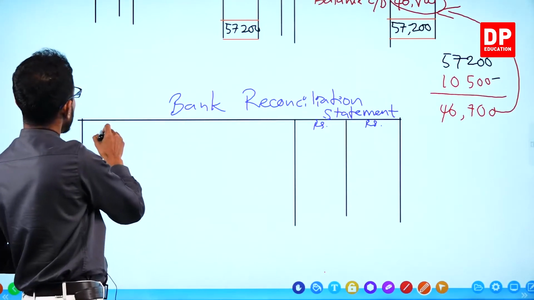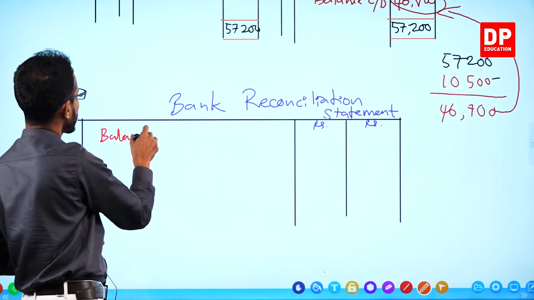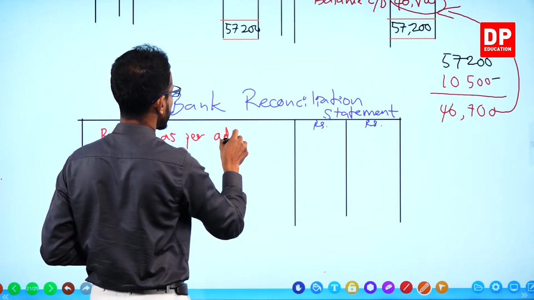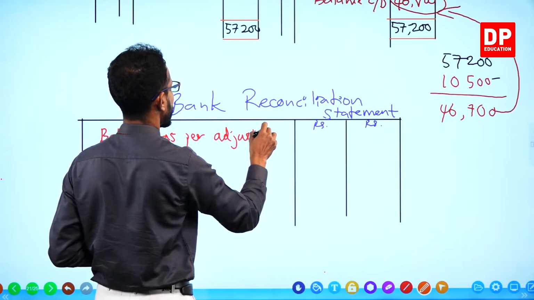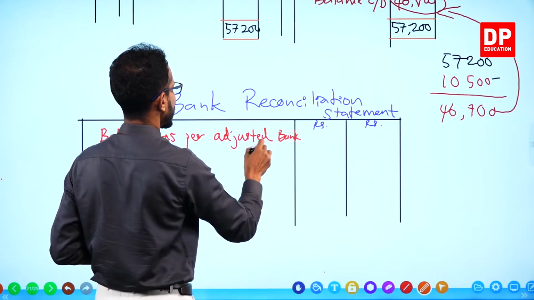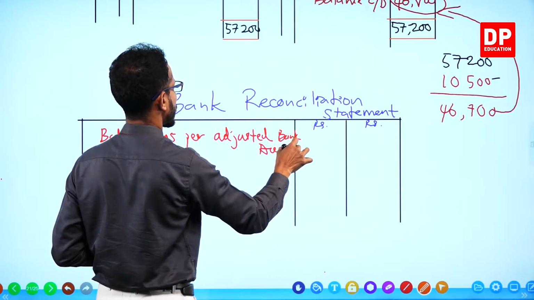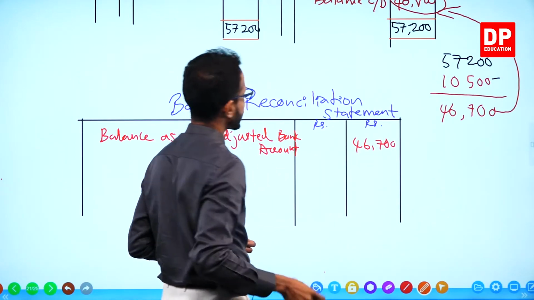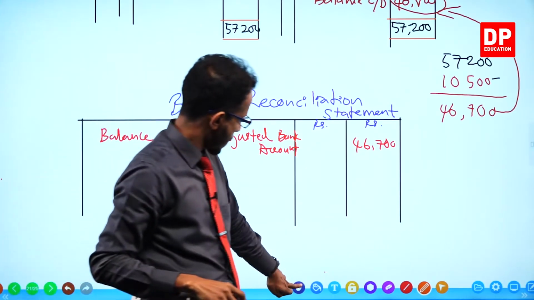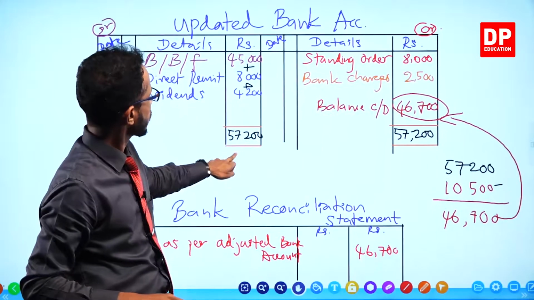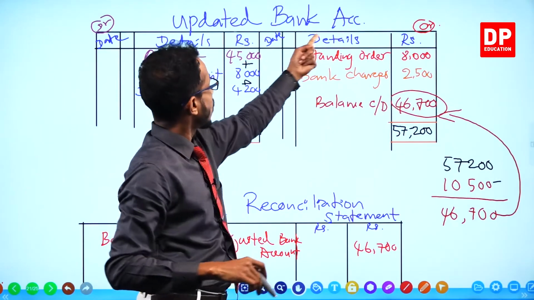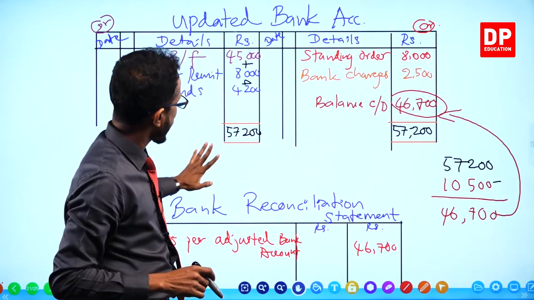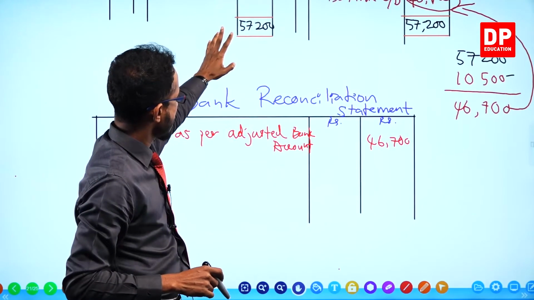We write balance as per adjusted bank account. 46,700. It's coming from here, from the adjusted or updated bank account, the final balance that we calculated. Okay.